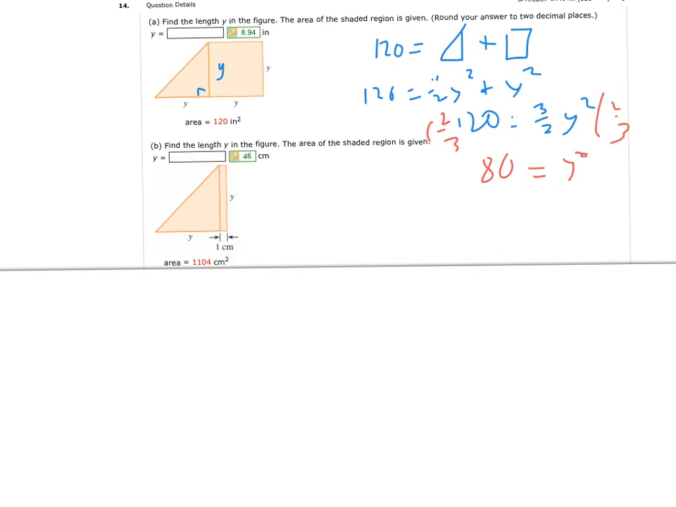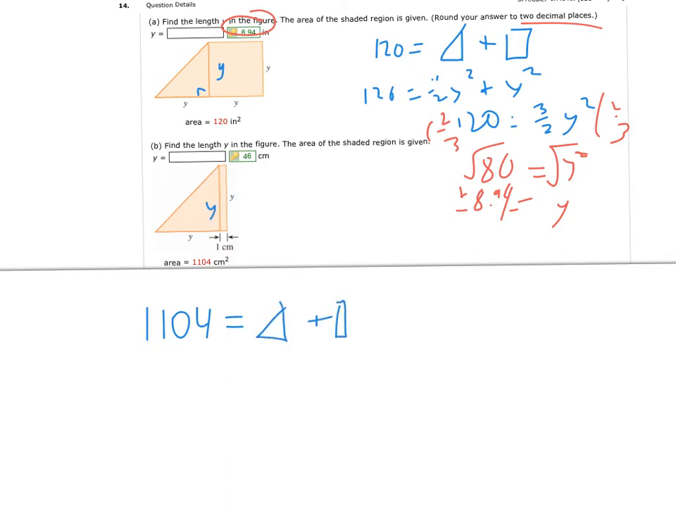And so then we take the square root there, and y equals technically plus or minus, and it says 2 decimal places, so I'll say 8.94. But since it's a distance, we're only going to say it's positive 8.94. That's where they get that. Okay, and then so very similar here. This one is 1104 is going to equal, let's see, the triangle plus the rectangle. And the triangle area will again be 1/2 y squared. The rectangle on this one will actually be y, because it's really 1 times y, the length times the width.